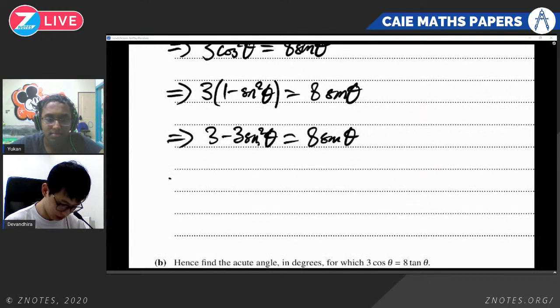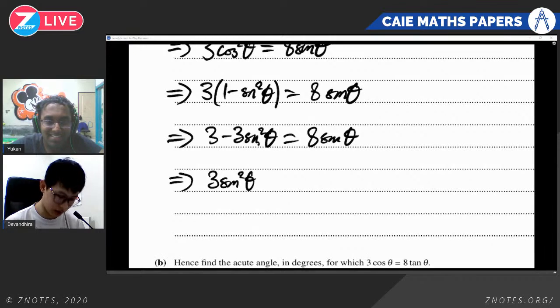I'm sorry about that. You just have to simplify and move everything to one side. We'll have 3 sine squared theta plus 8 sine theta minus 3. Is that right?